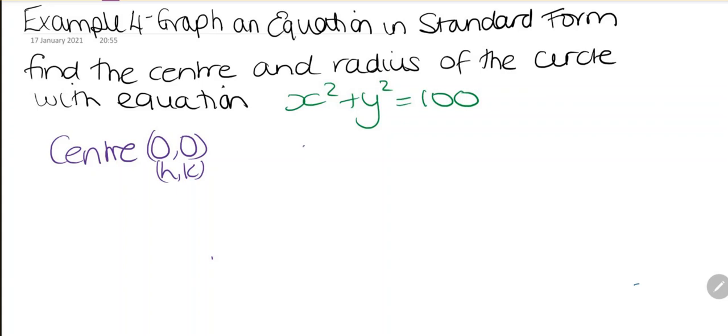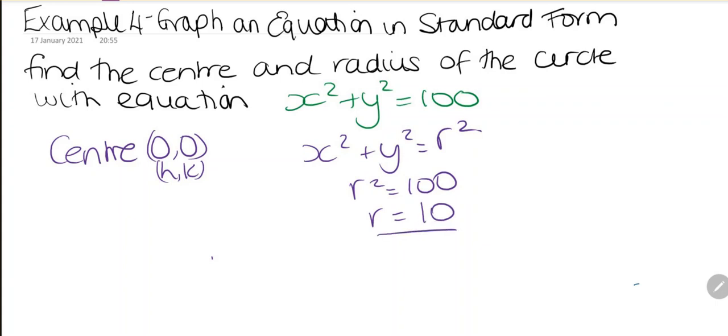So we know that this is the formula for a circle with a center of 0, 0. So r squared is 100, so the radius will be the square root, which will just be 10. So we need to find some points on our circle. So this is going to be at 0, 0, and we know that the radius is going to be 10.